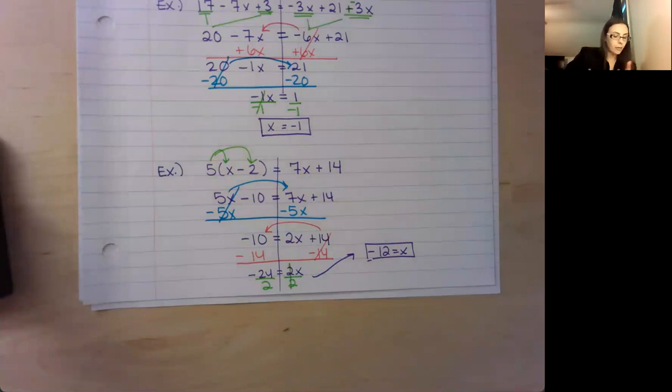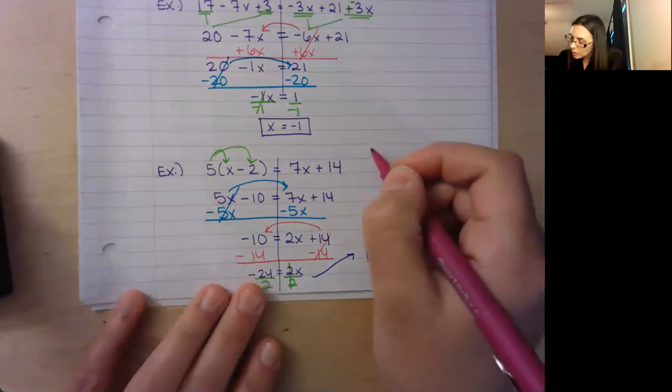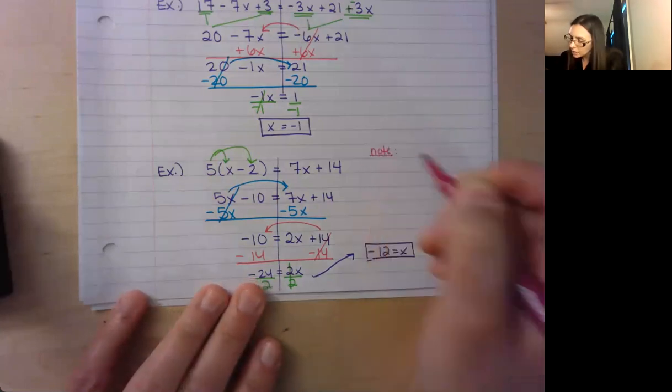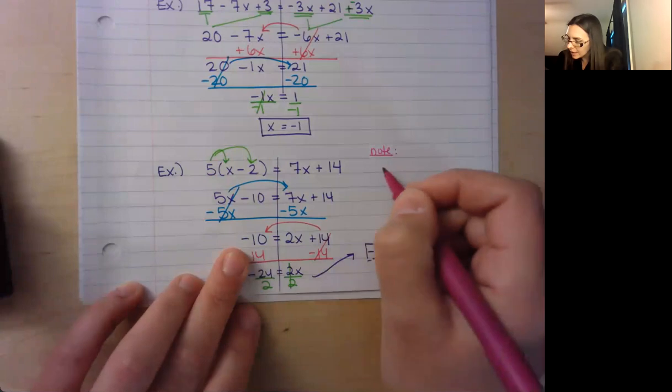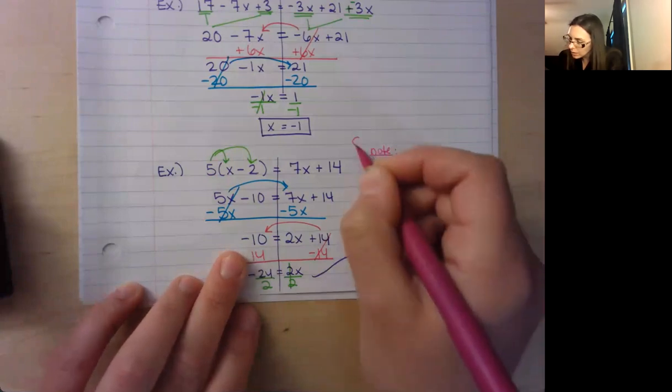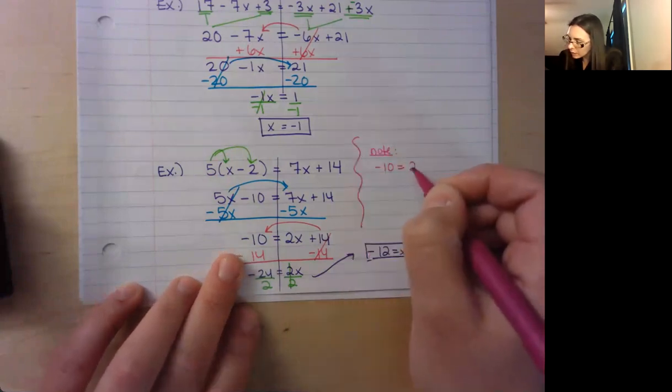All right, I have one more example I want to do, or at least one more example, maybe two that I want to do here first. But I do want to make kind of a note. So let's say you've made a mistake. So I'm going to go back to this part right here. Negative 10 equals 2x plus 14.